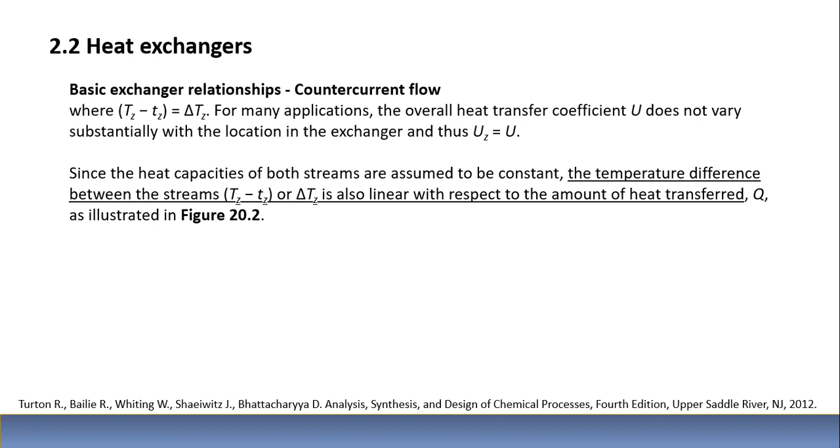But if it's mentioned that U does not change too much along the exchanger, then you can safely assume that U sub C is just going to be equal to U. That is, U is going to be constant. The overall heat transfer coefficient could be taken as constant. Since heat capacities of both streams are assumed to be constant, as you remember from the first slides, we assume in a simplistic model that the Cps of the hot and cold streams are going to be constant, for simple examination purposes.